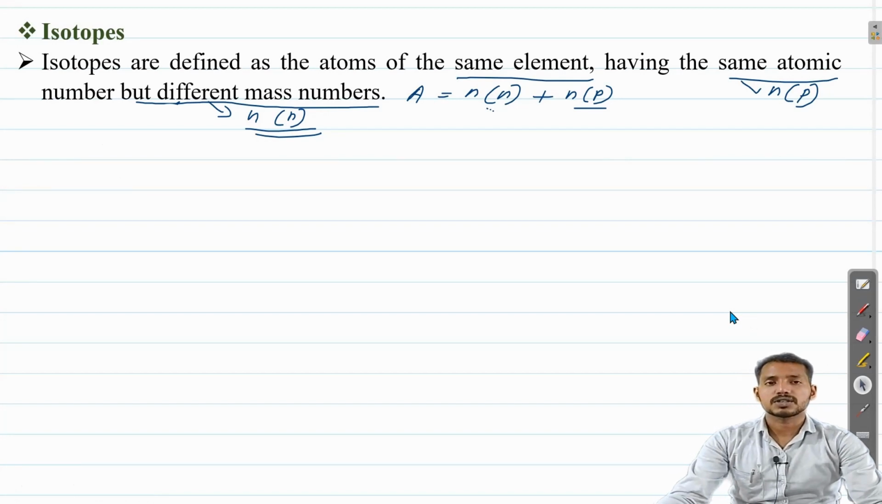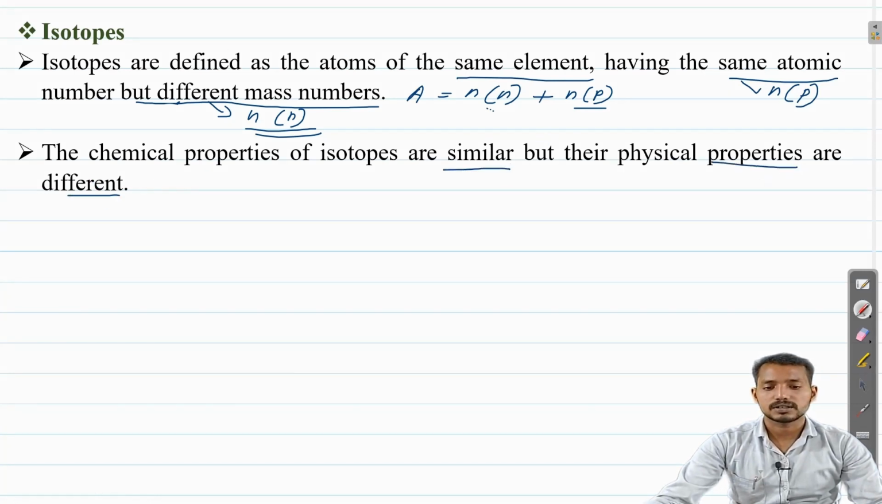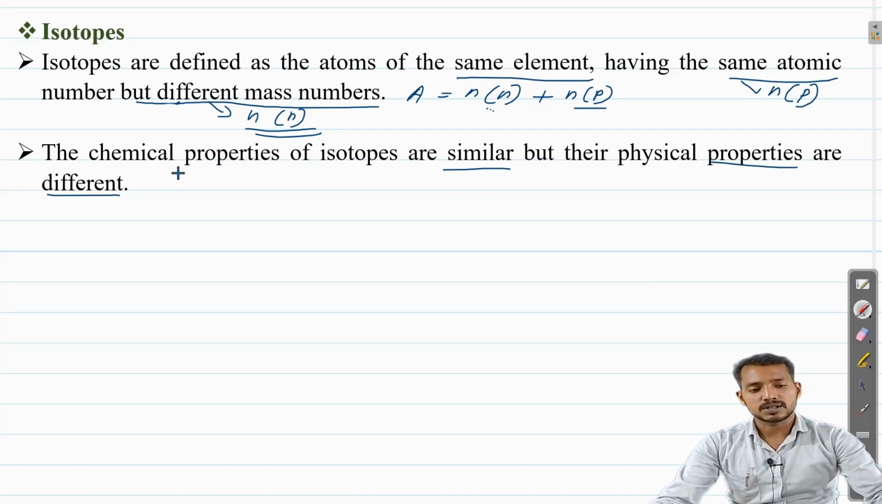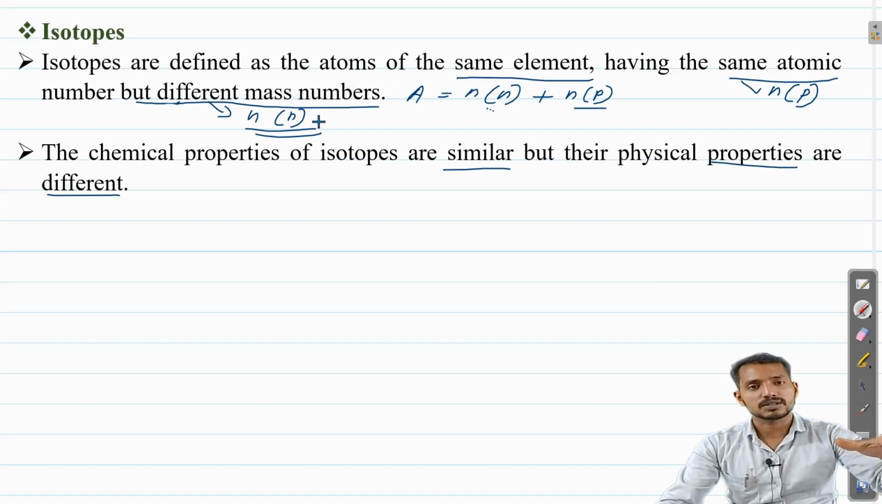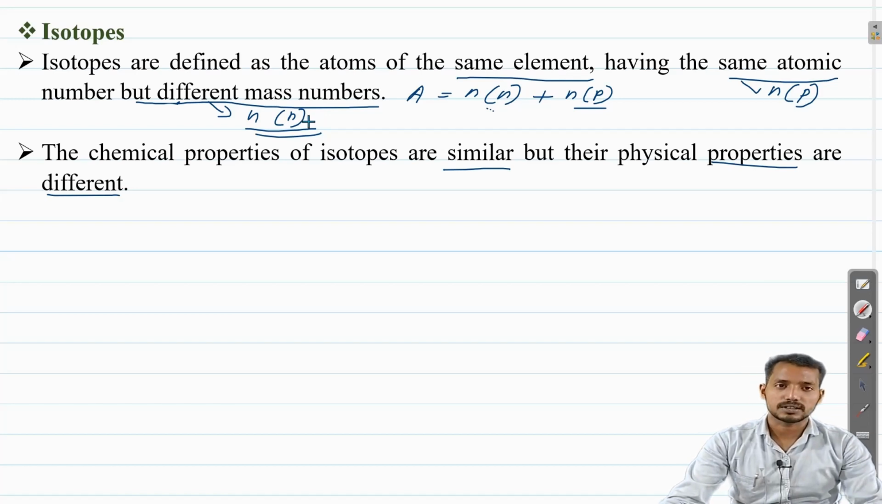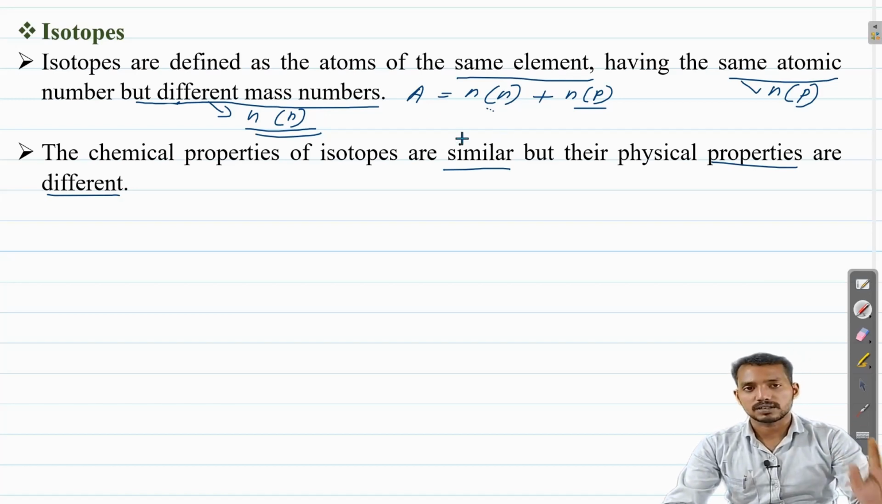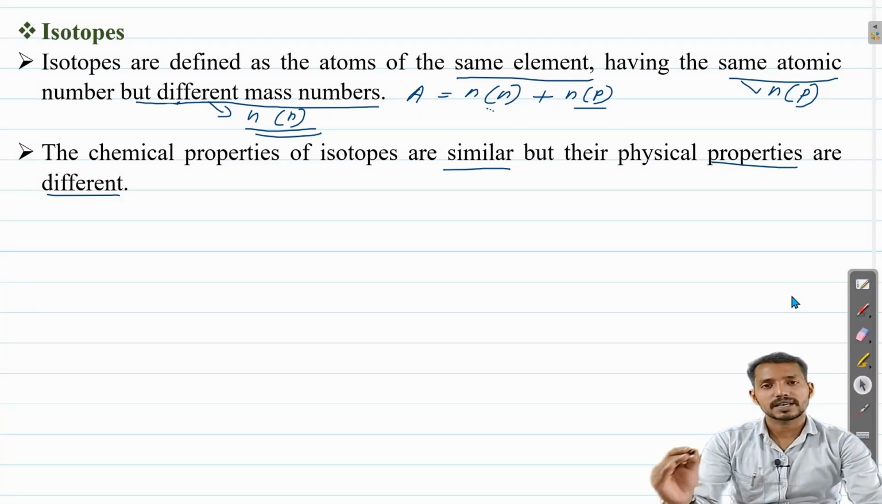As these isotopes have the same atomic number, their chemical properties are similar, but the physical properties are different. That means their mass will be different. As the mass number is different, their atomic mass will be different, which means physical properties are different. But chemical properties are similar because they are atoms of the same element. Let's take some examples for the isotopes of the same elements.